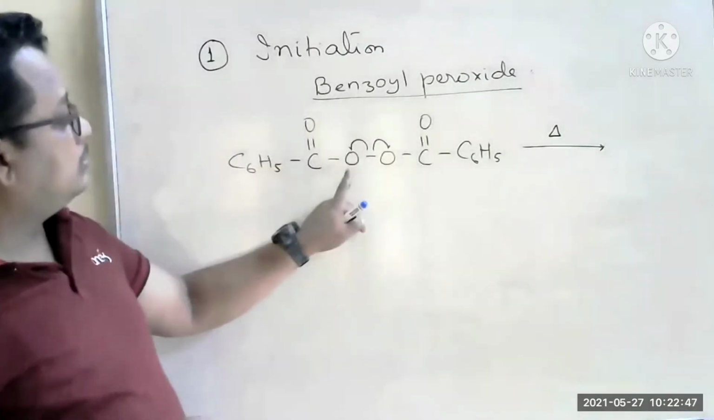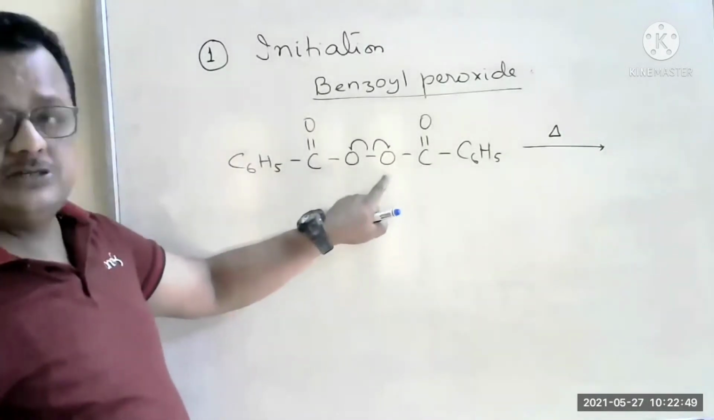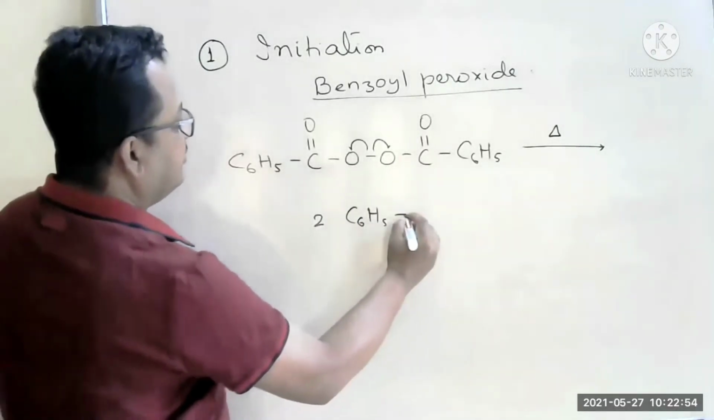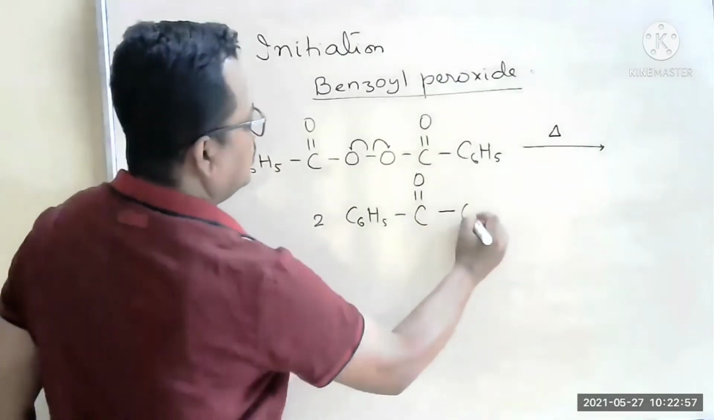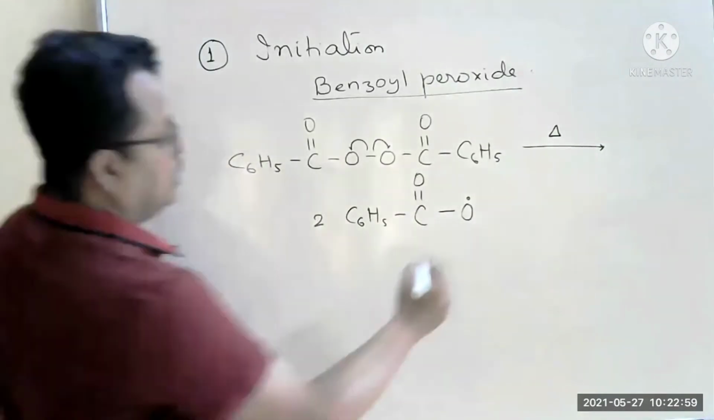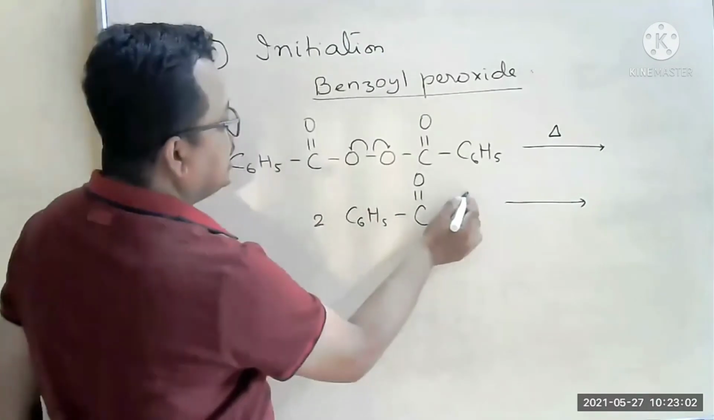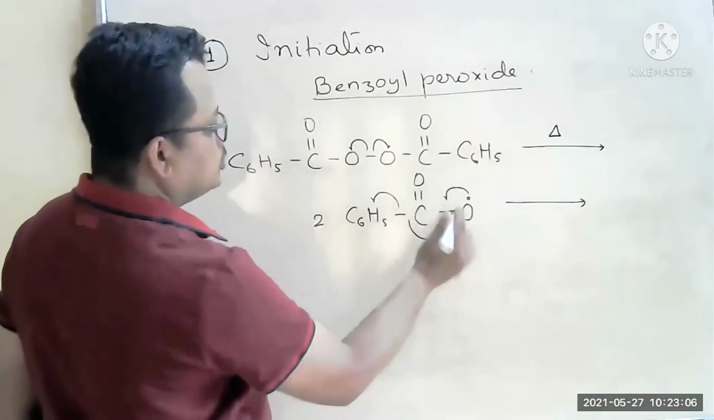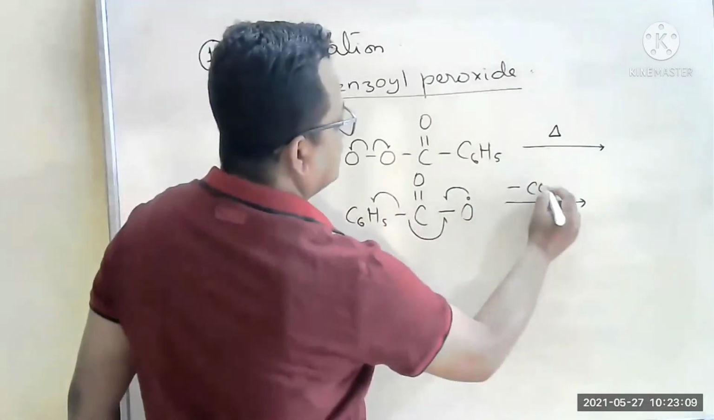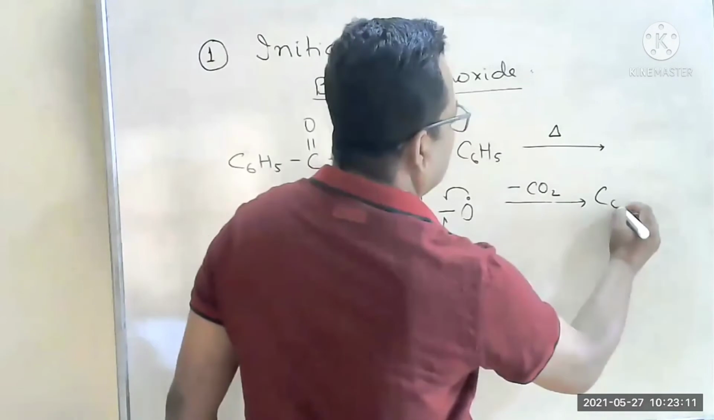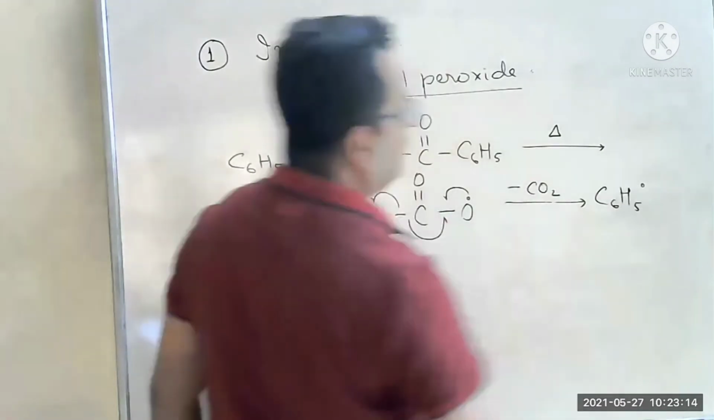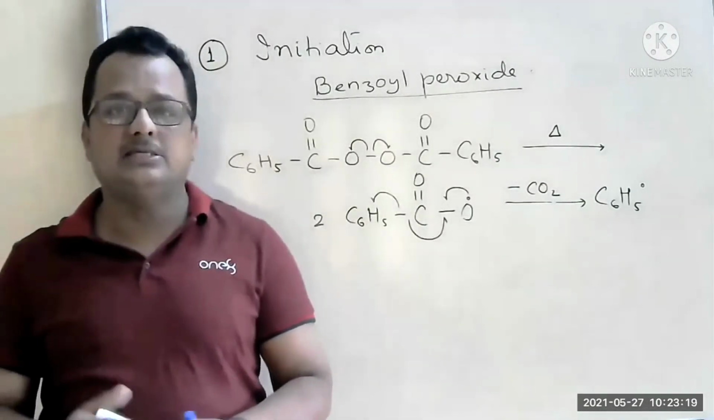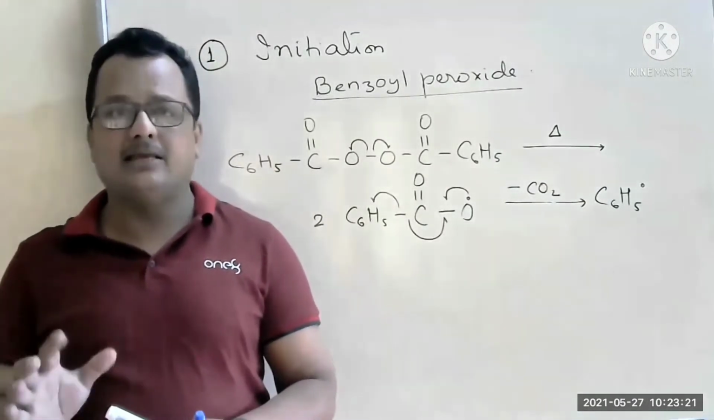One electron will shift to this oxygen, the other electron will shift to this oxygen, and we will get two C6H5CO2 radicals. Here carbon dioxide will get released. You can see minus CO2, and you will get a phenyl radical. So one way to generate free radical is using a free radical initiator like benzoyl peroxide.